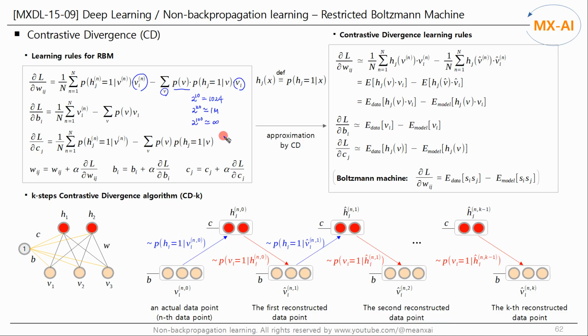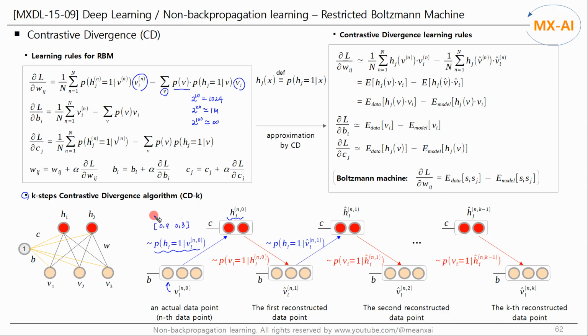To solve this problem, Geoffrey Hinton proposed the contrastive divergence method in 2002. This allows us to approximate the second term. The contrastive divergence algorithm is as follows. We feed the nth training data point Vn to this network, and we estimate Hj by sampling from this probability distribution.